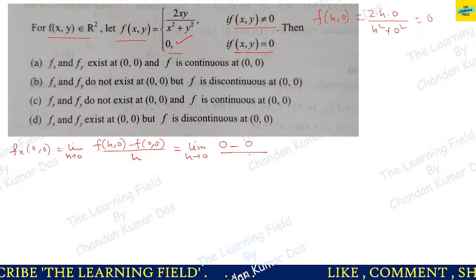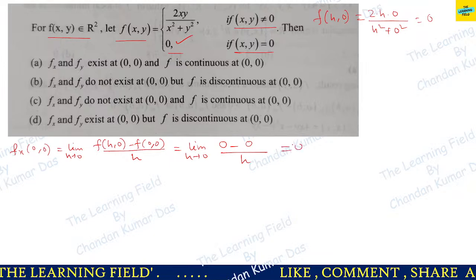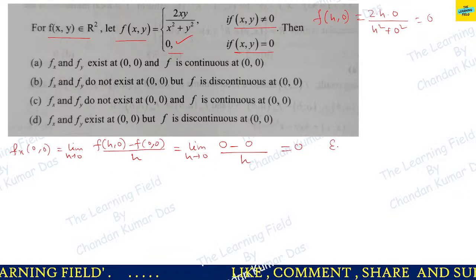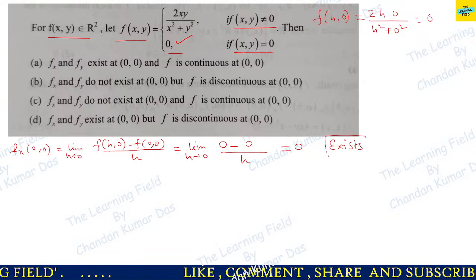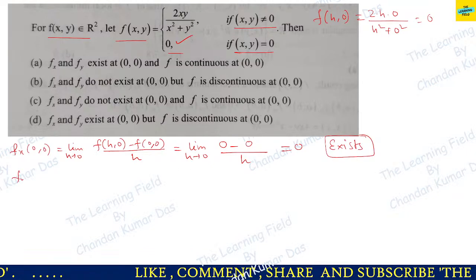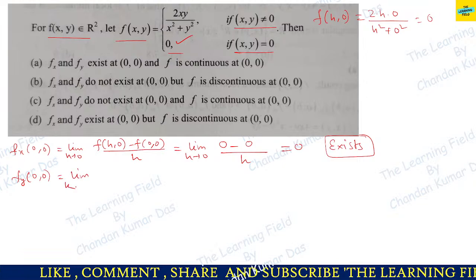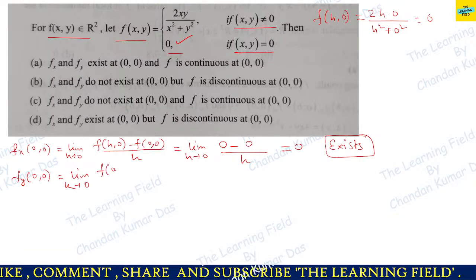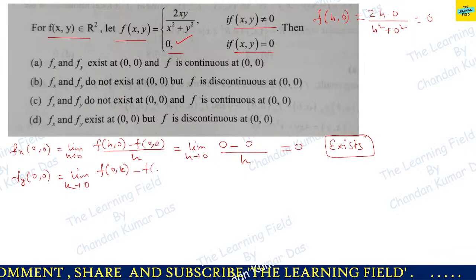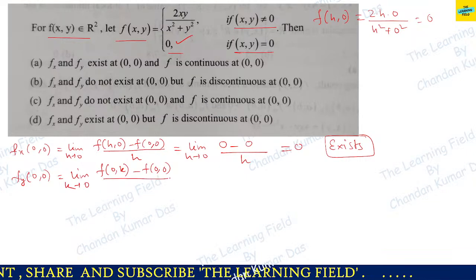Okay, so 0 minus 0 by h, that is equal to 0. That means this limit exists. Now similarly, y 0 0 is equal to limit k tends to 0 f of 0k minus f of 0 0 by k, लिख सकते हैं.